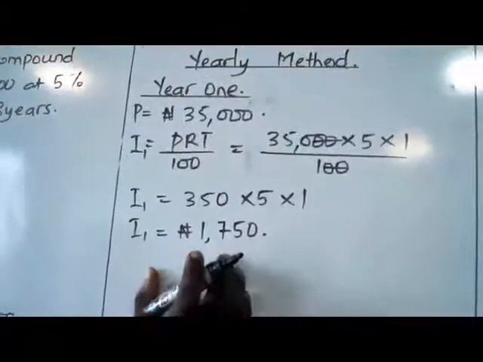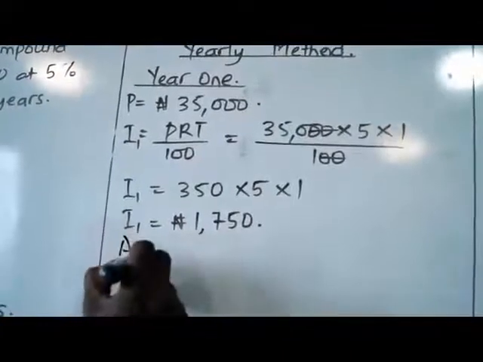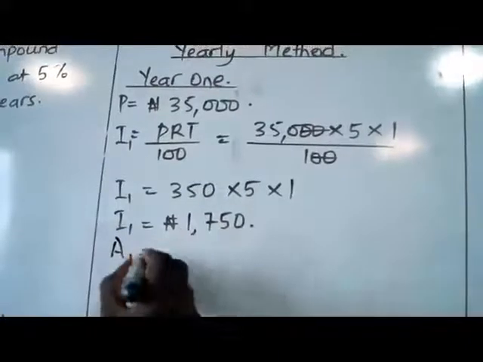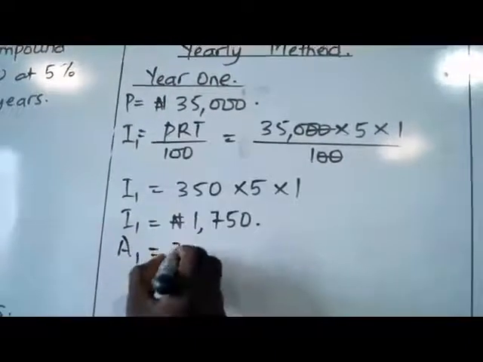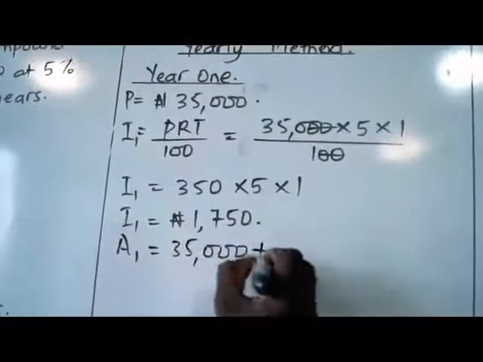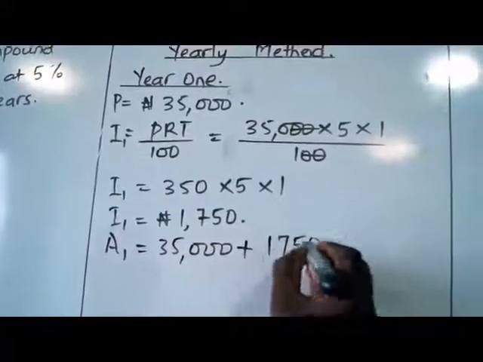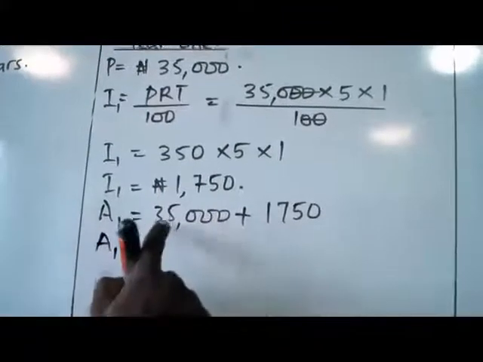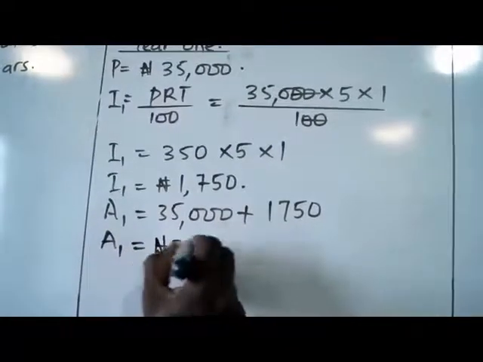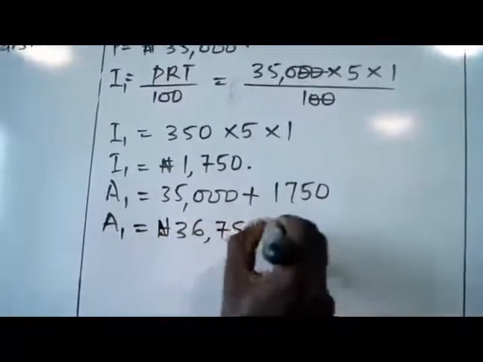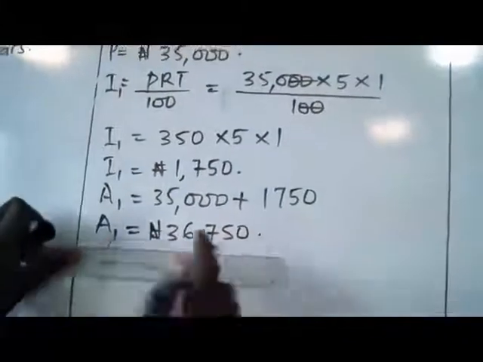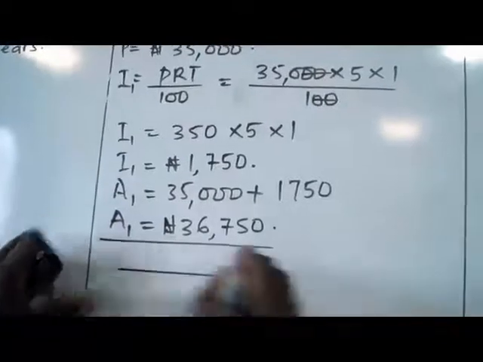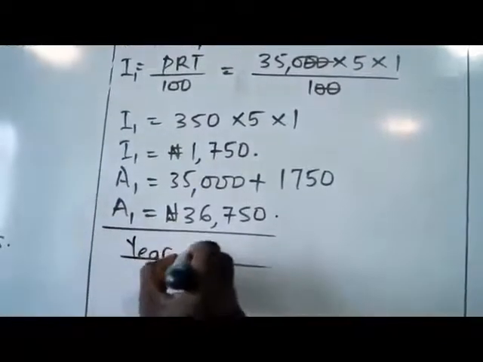Now, what's the amount? I need to find the amount at the end of year 1. My amount is always the principal plus the interest. So that is the principal, which is 35,000, plus 1,750. So my amount at the end of year 1 will give us 36,750. Now, automatically, this amount at the end of year 1 becomes the principal at the beginning of year 2.